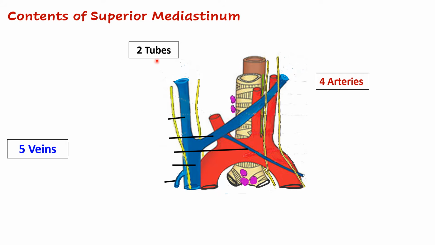So we begin with the two tubes. I've already told you these two tubes. So here you can see this will be the trachea and this will be the esophagus. So these are the two tubes which will be present in the superior mediastinum, and they are present deep. Then we have arteries. So let us look at the arteries which will be present here. The arch of aorta and its three branches. So it's simple. Arch of aorta and its three branches. So total 4 arteries. They will be present in the superior mediastinum.